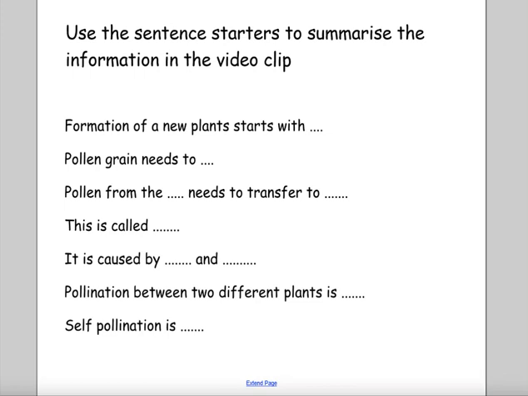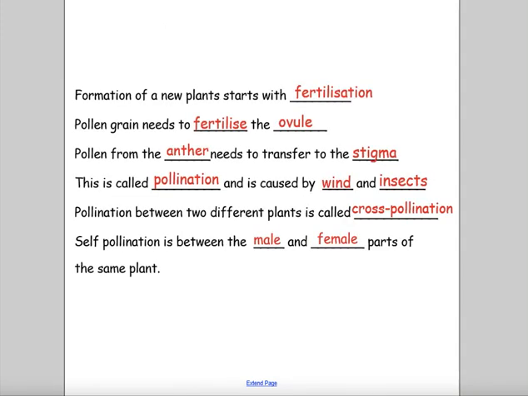Now you've watched the video clip, you should be ready to check that you have included all of the main points and finished these sentences. So once you've completed them, check you understand the following.